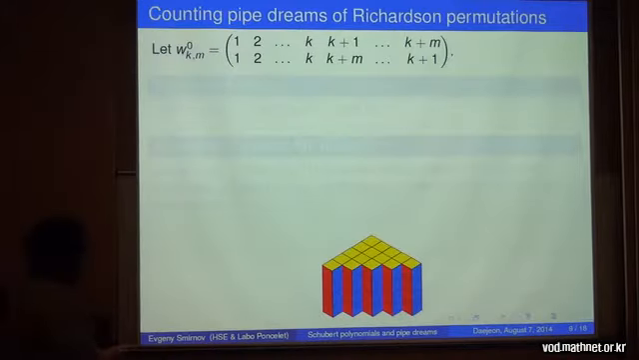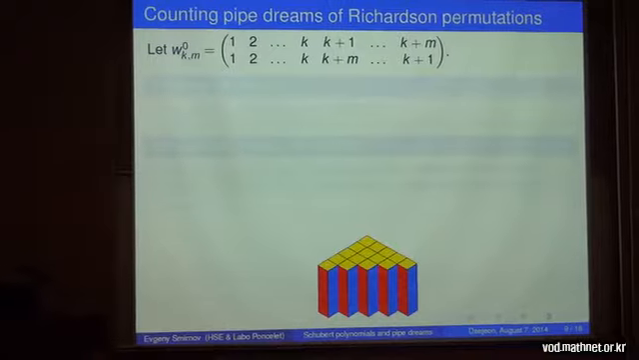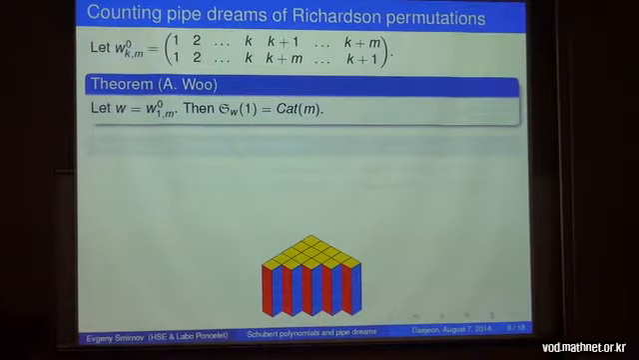Okay, and I started wondering how to count the number of pipe dreams of those permutations. Well, it turned out to be possible. The first theorem I found in the literature was proved by Alex Woo in 2004: if you take the permutation of the following type, where you map 1 to 1 and flip the remaining part, what you get is exactly the Catalan number.